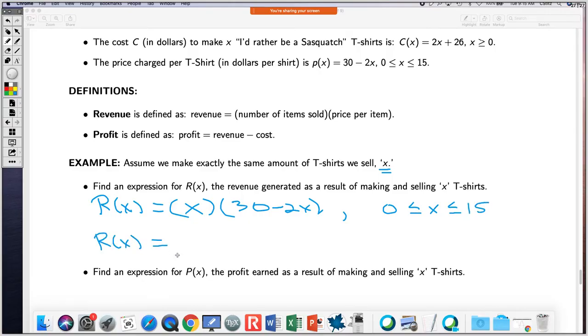Now you go through the distributive property there. You get 30x minus 2x squared. And this is good for x between 0 and 15. So that's our revenue. Okay. Any questions on getting the revenue?